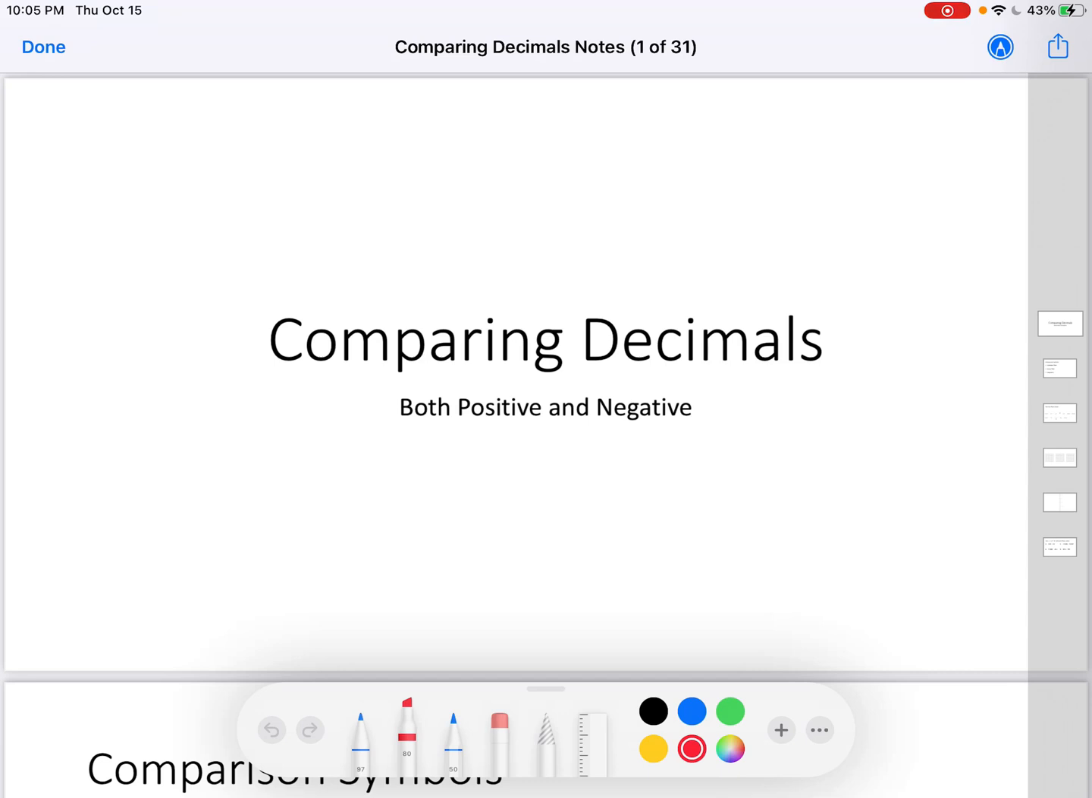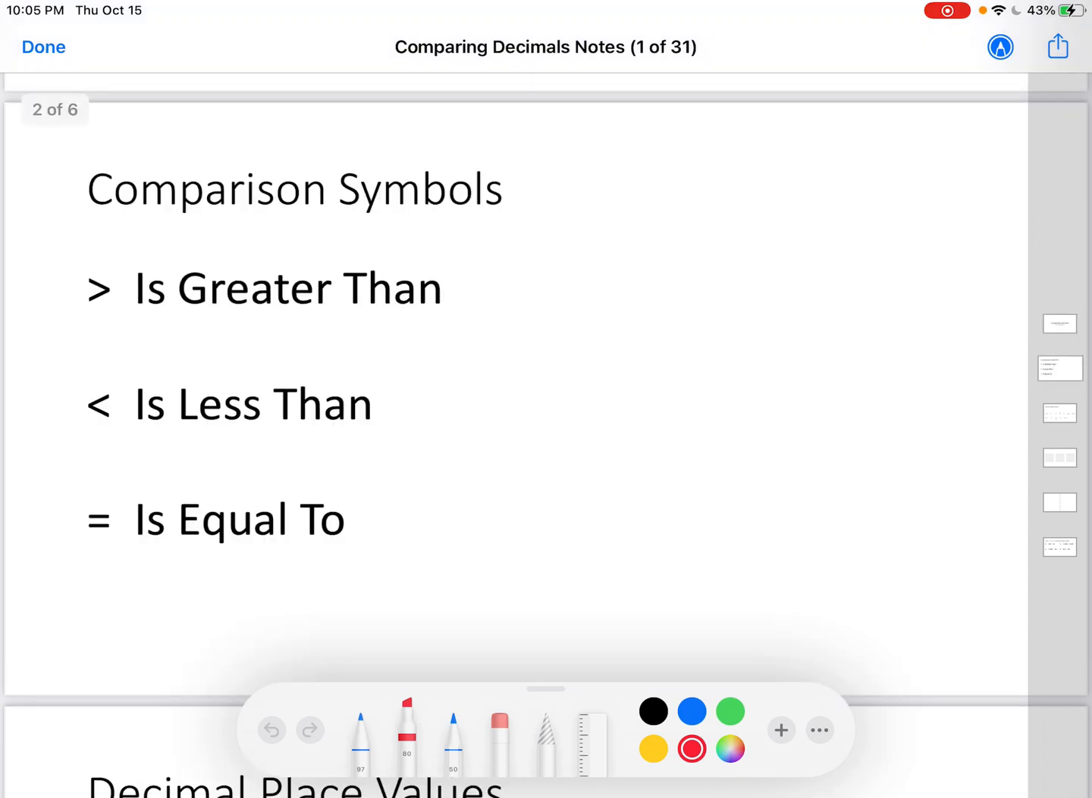Okay, let's start. First, here are the comparison symbols. Don't mess them up. The first one is greater than. That one is greater than. This one is less than. This one is equal to. Whatever way you want to remember it, that's the right way to remember it.